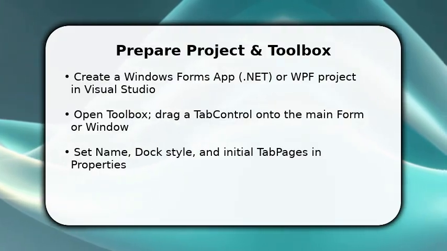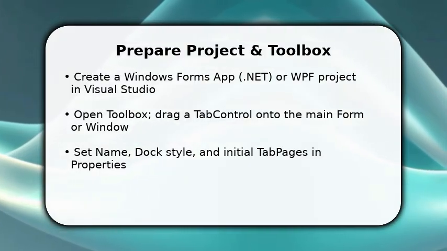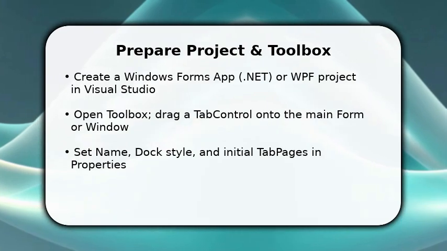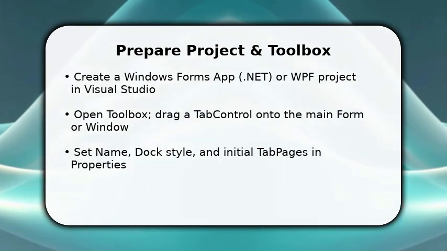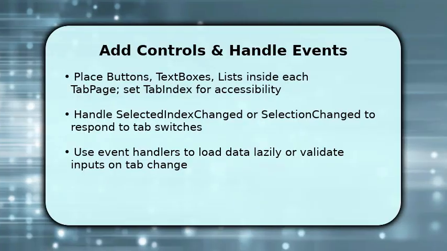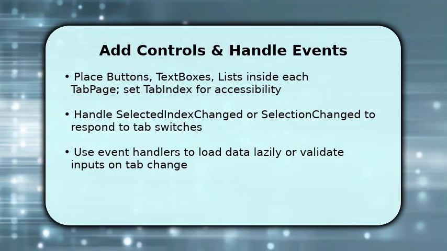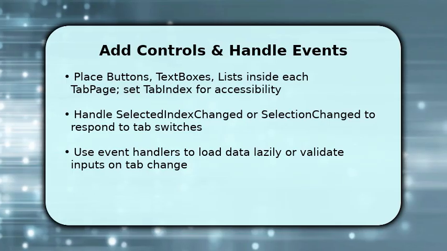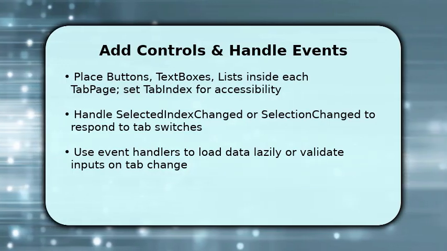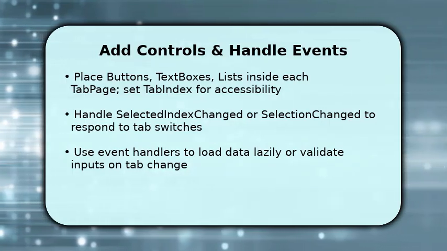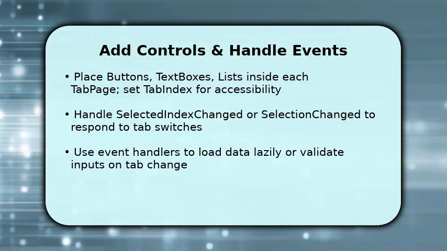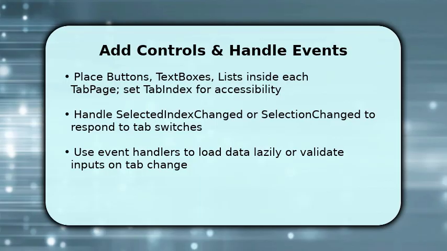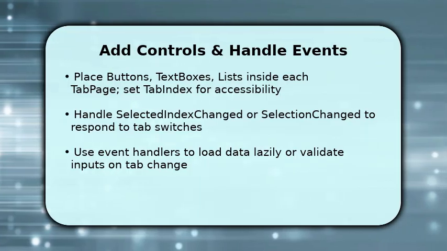Now prepare to place controls inside each tab and wire up basic events before adding dynamic behavior. Next, populate each tab with the controls your user needs and set sensible tab index values for keyboard navigation. Then implement the tab control SelectedIndexChanged (WinForms) or SelectionChanged (WPF) event to react when the user switches tabs.